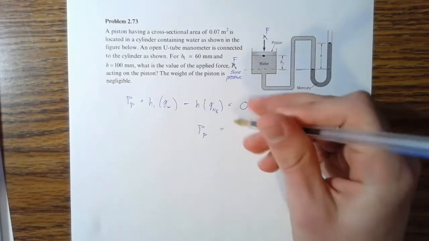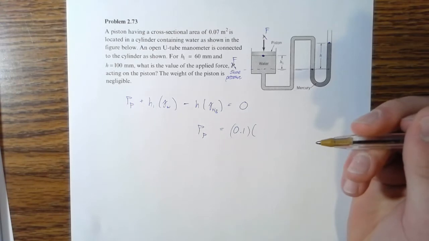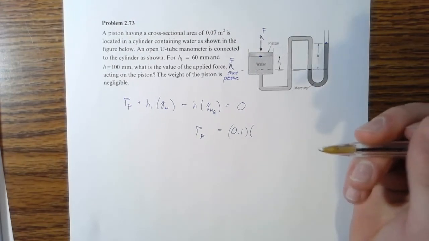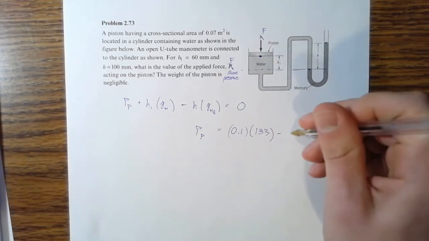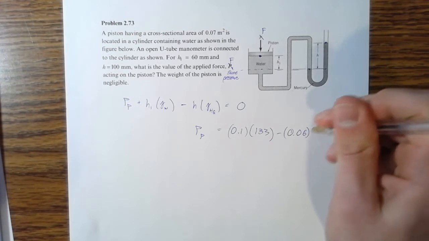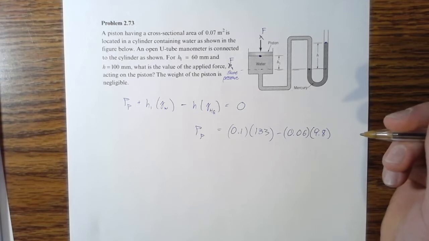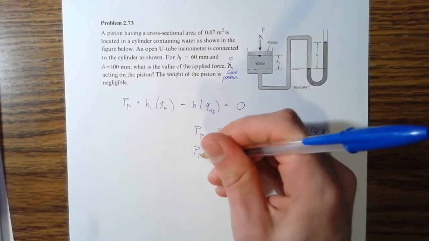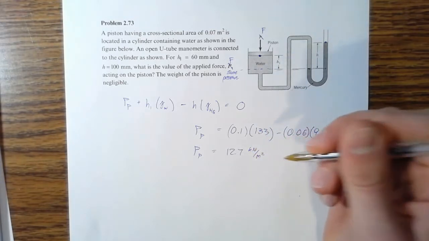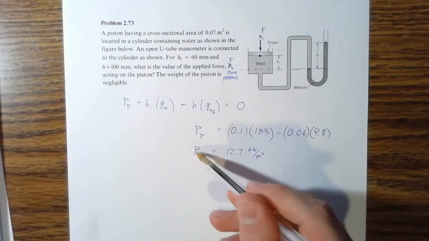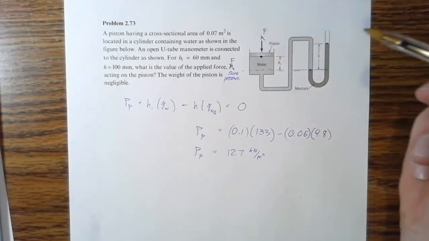It's equal to H, which is 0.1 times gamma of mercury. Let's see, what is that? 133. And then subtract H1, 0.06, multiplied by gamma of water, 9.8. And we'll get pressure at P is 12.7 kilonewtons per meter squared. But that's not the question here. The question is, what is this force F that applies to this point?